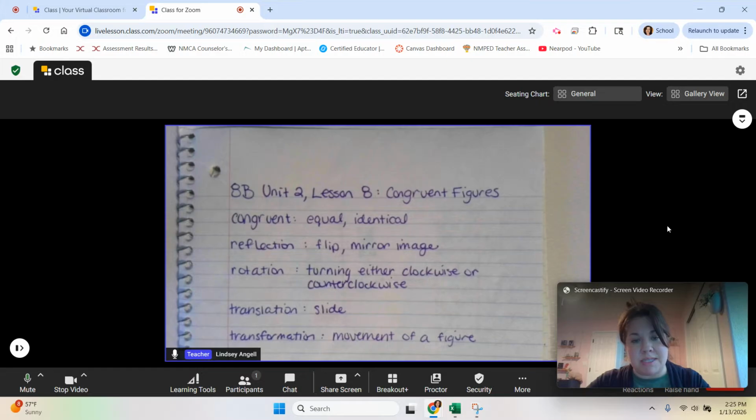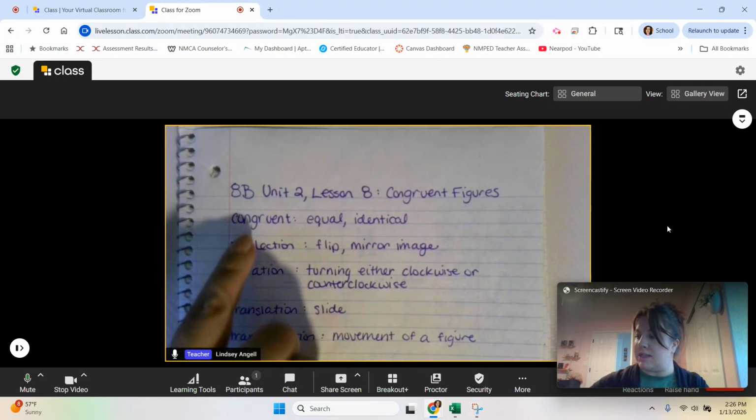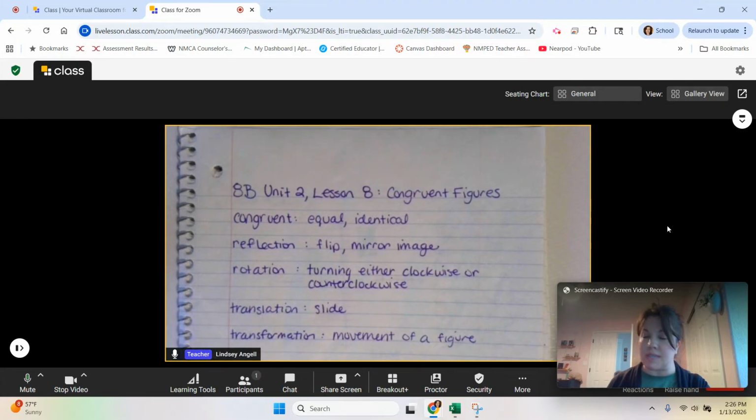Reflection, remember that means to flip or take a mirror image. To rotate, that means you're turning either clockwise or counterclockwise. Translation is a fancy word for a slide or to move. And then transformation is just the movement of a figure in general. So these are different types of transformations, okay?